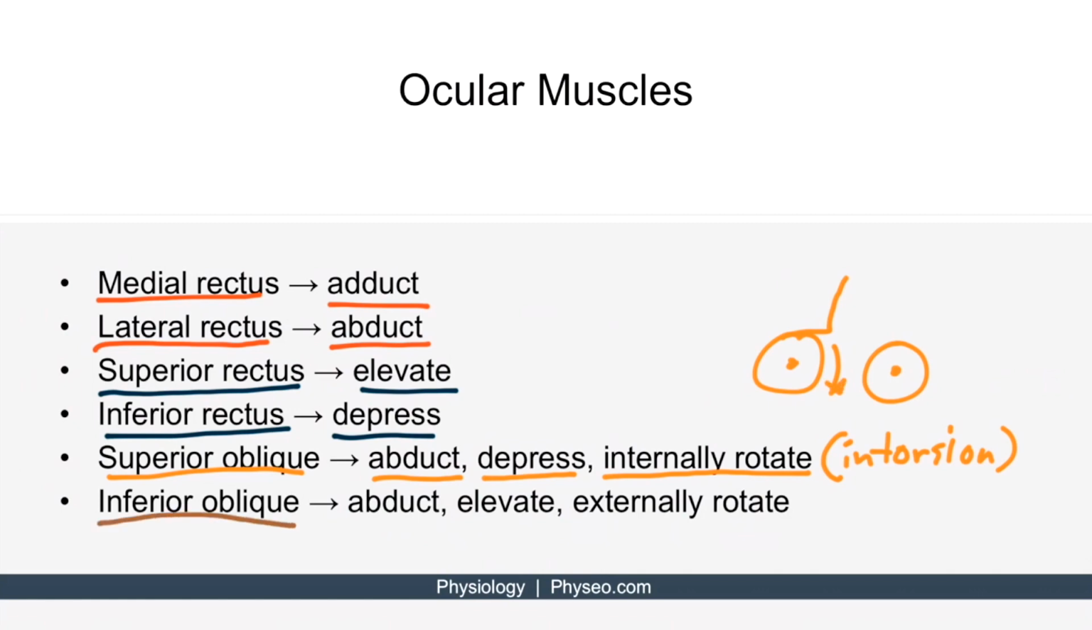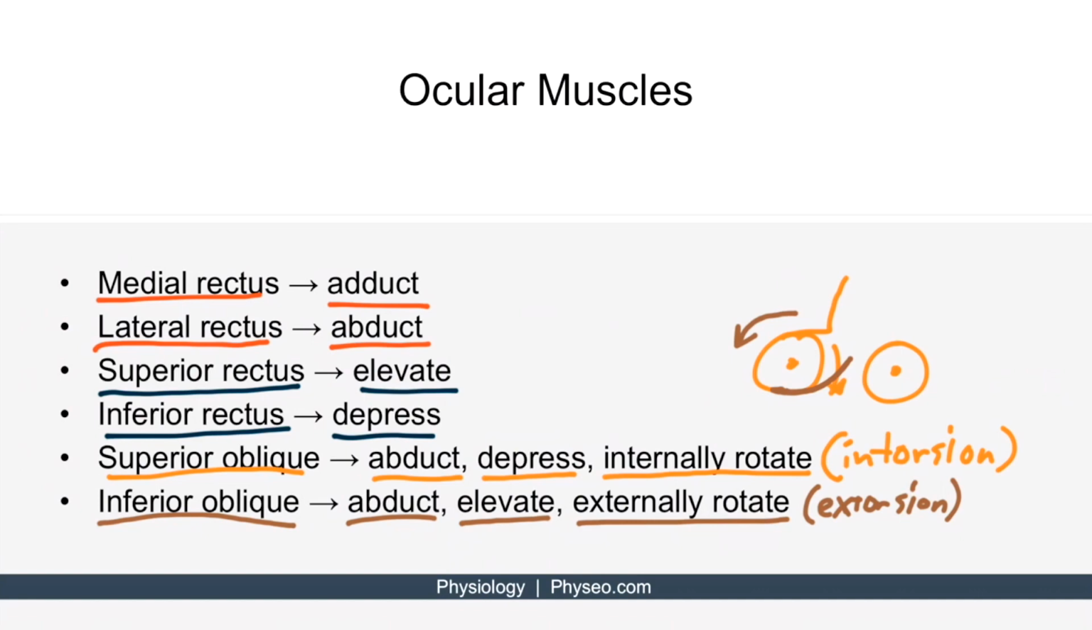The inferior oblique, similar to the superior oblique, will abduct the eye, but it's opposite in that it will elevate the eye and externally rotate the eye, or extorsion. So when the inferior oblique, which is located here, is stimulated, it'll cause the eye to move out that way, so extorsion. This is just a brief overview of the ocular muscles.